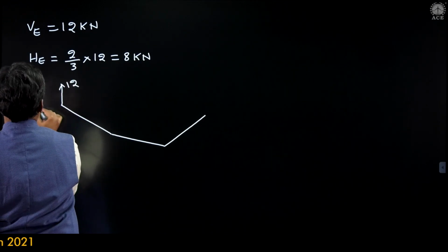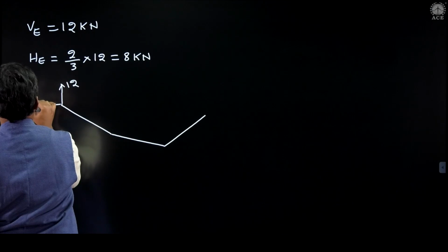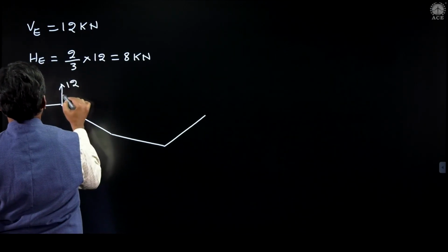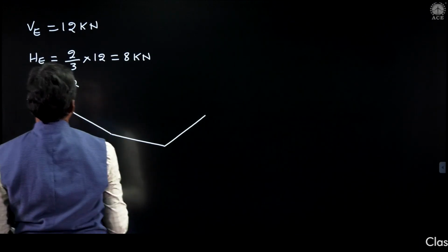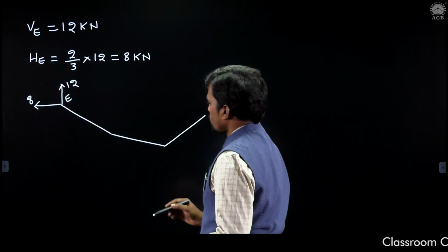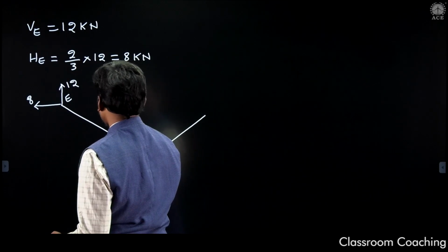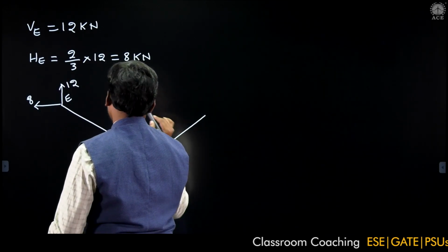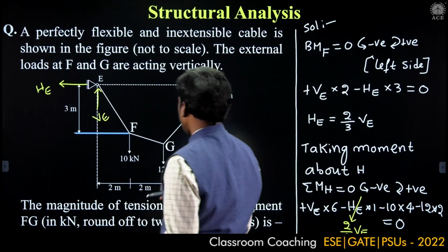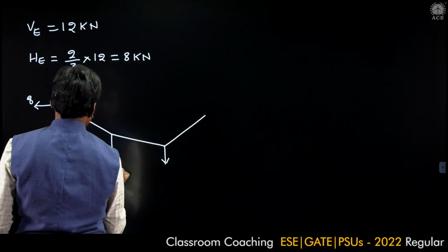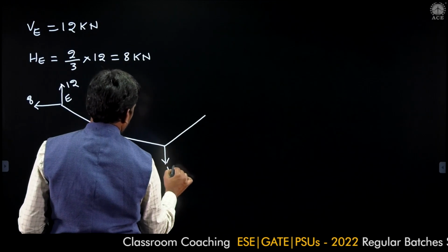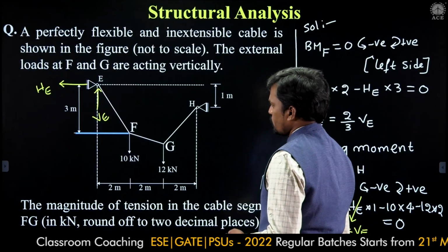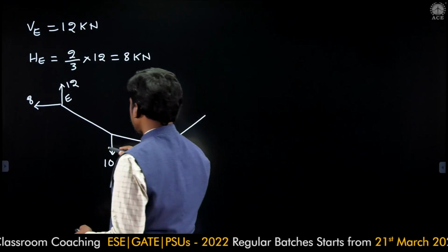So this is 12 and this is 8, right? This is E. And these values 10, 9, 12, right? This is 10 and this is 12. And this is FG.